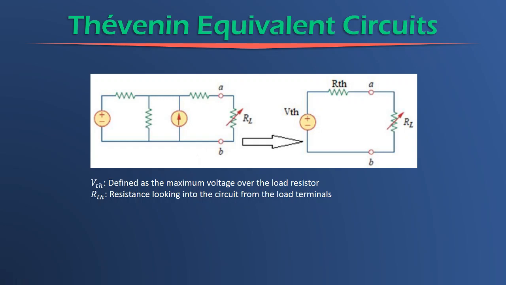Now, what is VTH? VTH is your Thevenin equivalent voltage, which is defined as the maximum voltage across the load resistor, while RTH is your Thevenin equivalent resistance, which is also known as the resistance looking into the circuit from the load terminals.